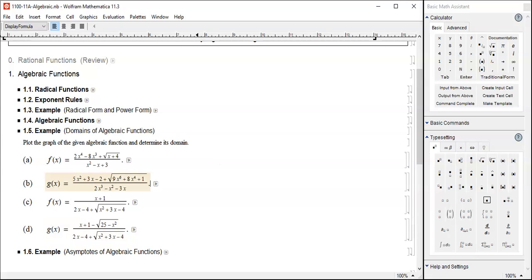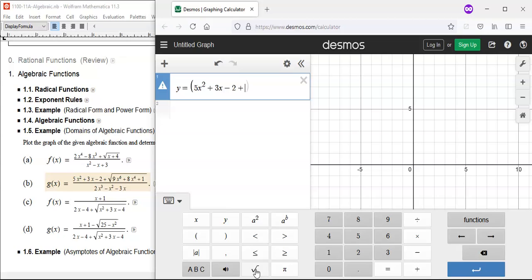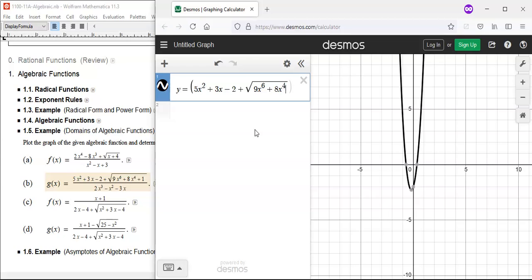Okay, let's go to the second problem. Let's open up Desmos graphing calculator, and here's a numerator, 5x squared plus 3x minus 2 plus, and then click this button to open up more keys. So square root button, and then 9x to the 6th power plus 8x to the 4th power plus 1.